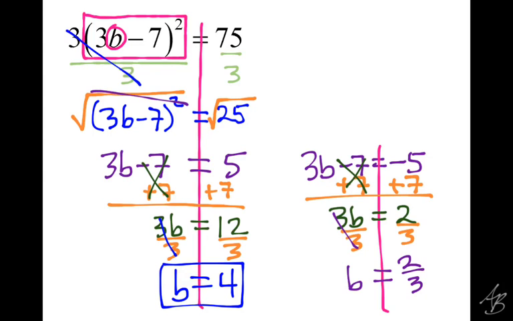Can we reduce that fraction? No. So we can't do 2 divided by 3, so we're just going to leave it as a fraction 2 over 3, and there's your 2 answers. b equals 4 or b equals 2/3. And we could check these 2 answers by plugging them in up here for b and simplify each side and see if we get the same thing.